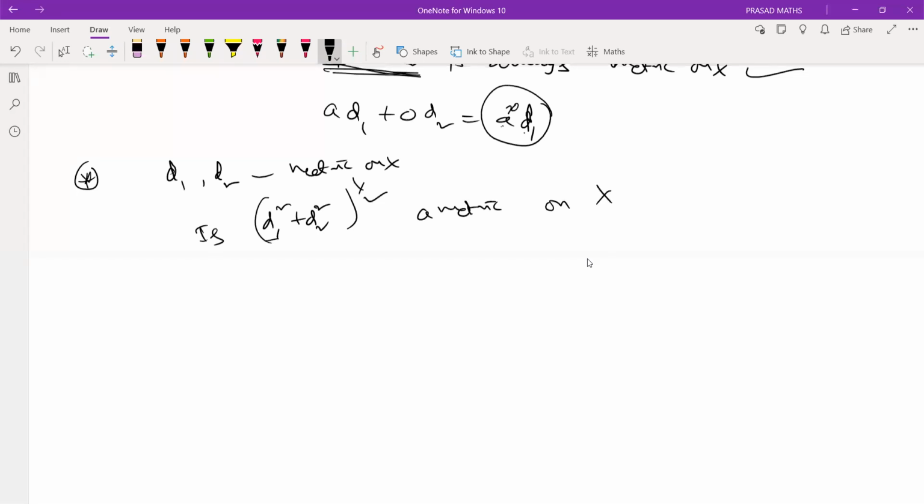What you have seen is that d1 squared may not be a metric. We have seen the product of two metrics may not be a metric. d2 squared also may not be a metric. But (d1 squared plus d2 squared) whole power 1 by 2, is it a metric?